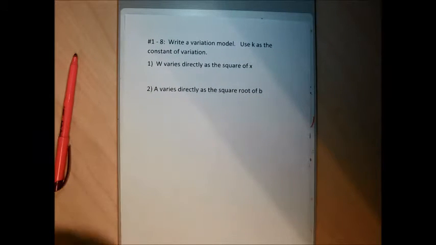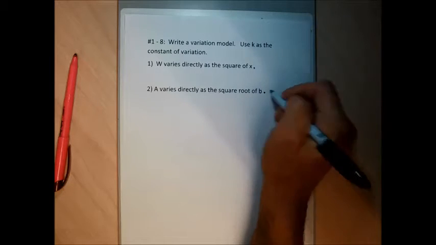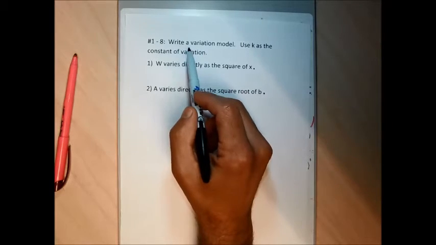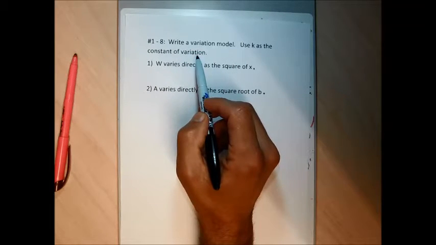Each of the first 8 problems gives me a sentence, and that's not even a question, and some of my sentences have periods after them, some of them don't have periods after them. That's just because I'm not so great at English. But the instructions, again, are probably the important part. It says, write a variation model. Use k as the constant of variation.